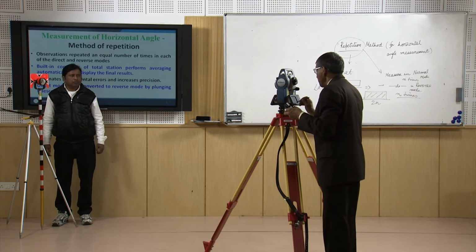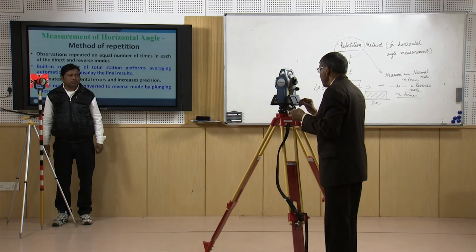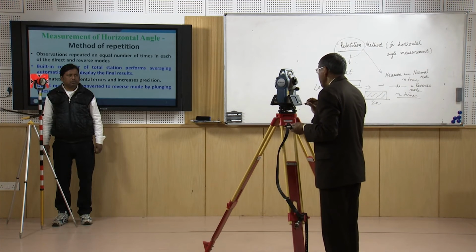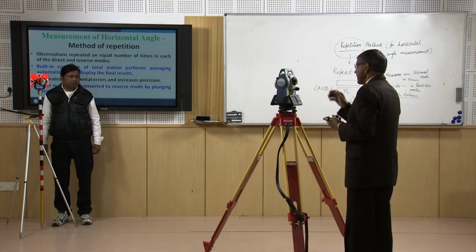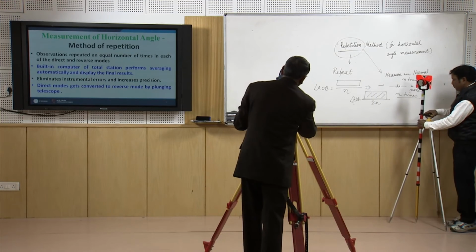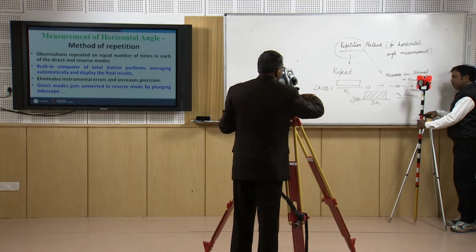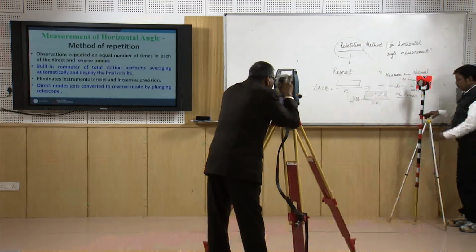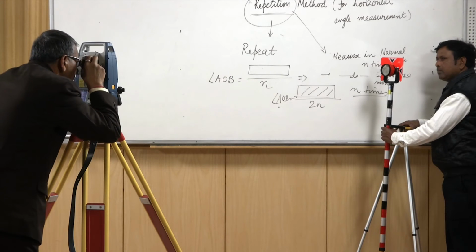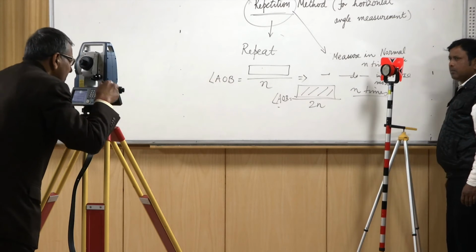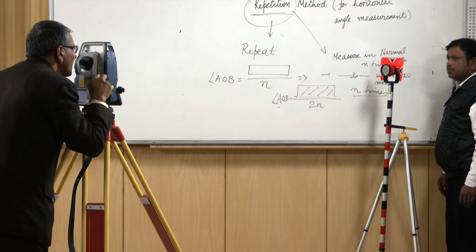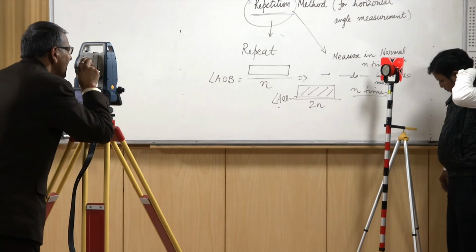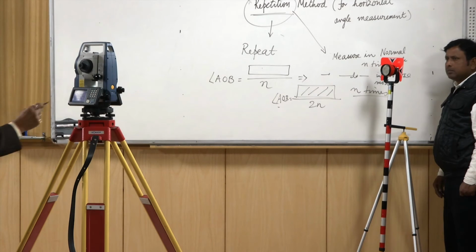We have made it 0. After making it 0, we will open the lower plate circular screw and then look at this and bisect the object. Now we got some angle.